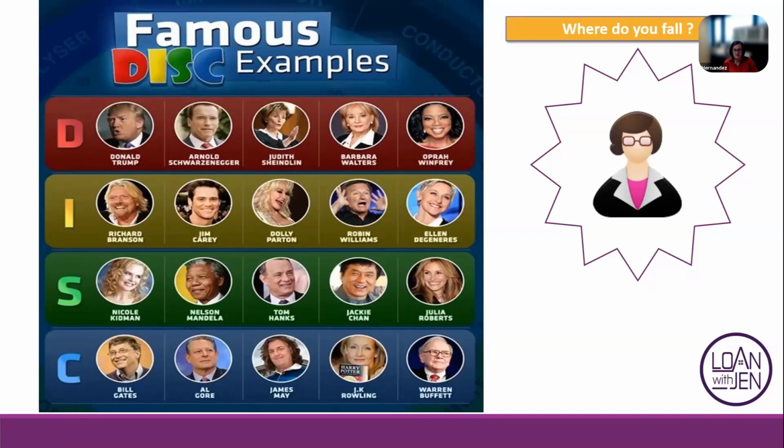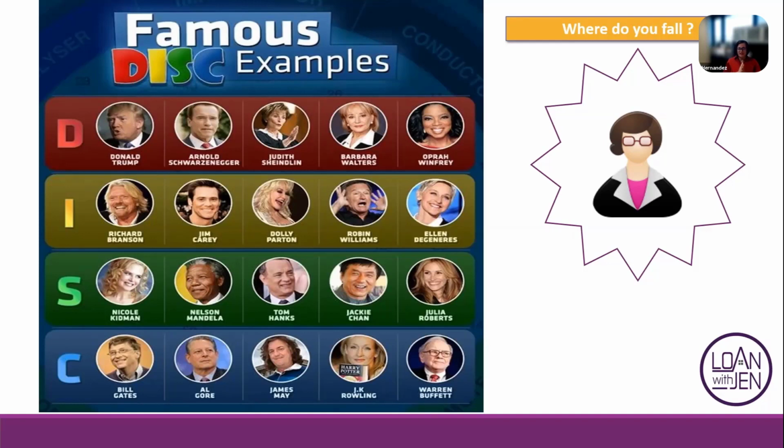They're all D's. The I's, remember, that's kind of an interpersonal, high personality. They've got to be around people. They're very social. Richard Branson, Jim Carrey, Dolly Parton, Robin Williams, may he rest in peace, and Ellen DeGeneres.